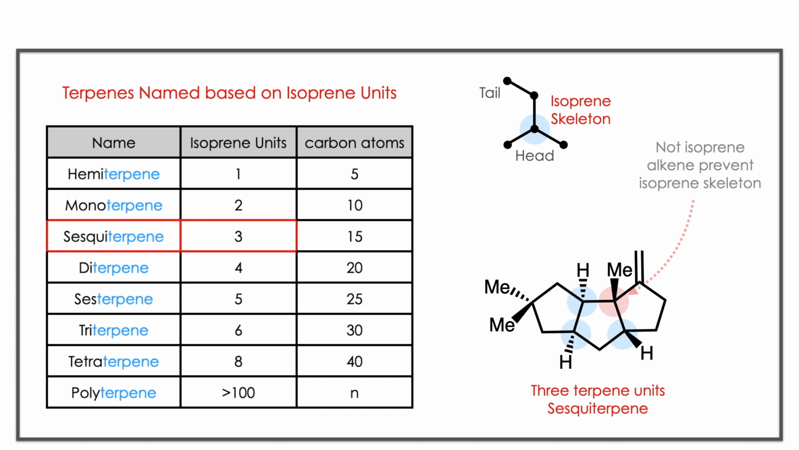You have to know head and tail. Head means the substituted carbon, tail means the tail carbon. So it is an isoprene skeleton.